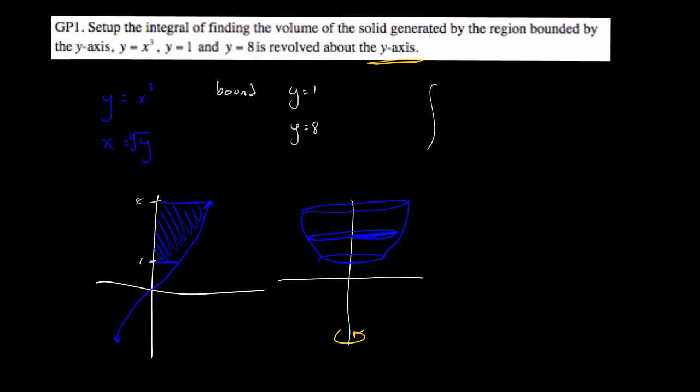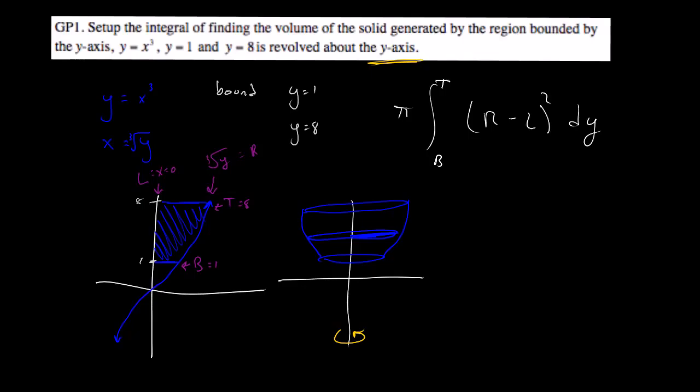So if we remember a horizontal, it's from bottom to top of right minus left. So now we have to fill in our pieces. So our bottom piece is this right here, and that's equal to 1. Our top piece is this right here, and that's equal to 8. Our right function is this one right here, which is the cube root of y. And our left function is the line x equals 0 right here.